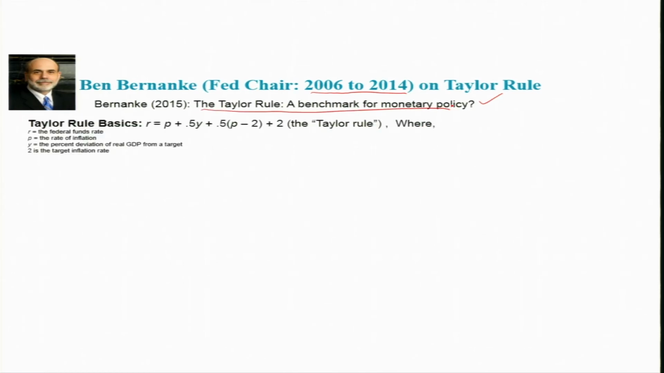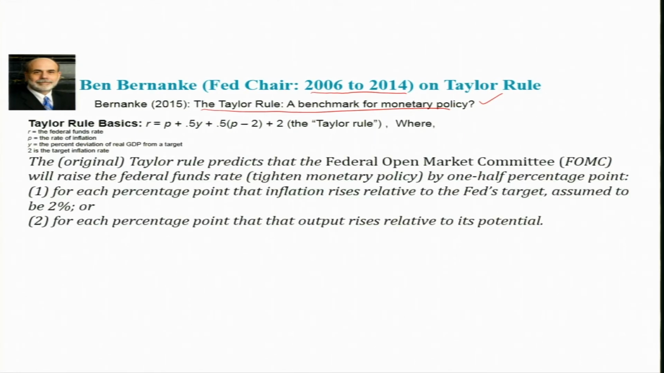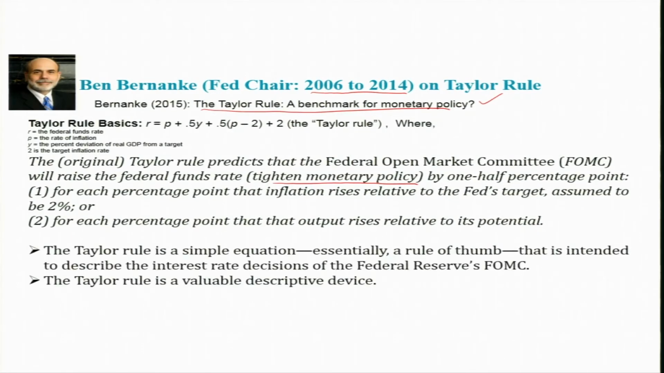So the Taylor rule, I'm just reproducing the Taylor rule basics here. His point is that the original Taylor rule predicts that the FOMC will raise the Fed funds rate. That means increasing the Fed funds rate is nothing but tightening monetary policy by 1/2 percentage point, for each percentage point that inflation rises relative to the Fed's target, assumed to be 2%, and for each percentage point that output rises relative to its potential.